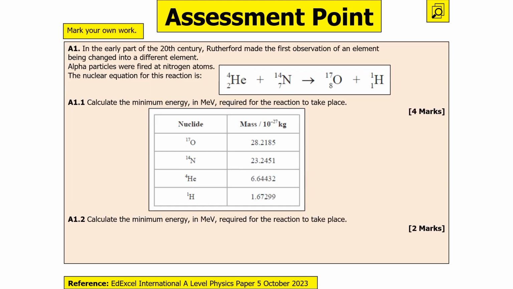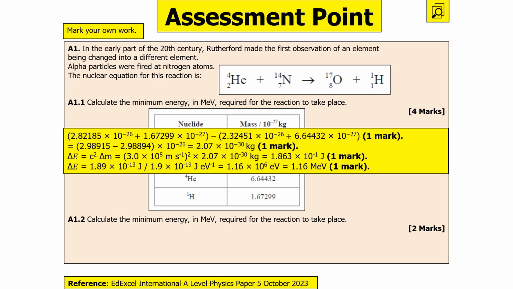Right, so we know that the change in mass will be given by doing the mass of the reactants before, subtracted by the products of the decay afterwards. So we get 2.07 times 10 to the minus 30 kilograms from the information given. We know that the binding energy is mc squared, so we can then multiply that by c squared, so it's 1.863 times 10 to the minus 13 joules. We can therefore convert that into eV by dividing by 1.6 times 10 to the minus 19. So therefore it's 1.16 times 10 to the 6 eV, or 1.16 mega electron volts.